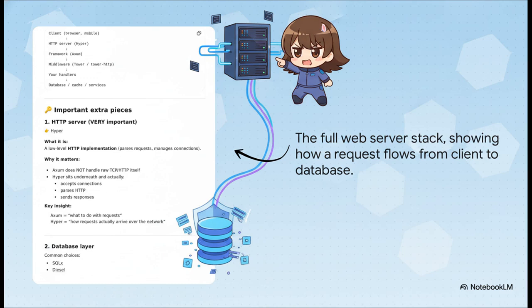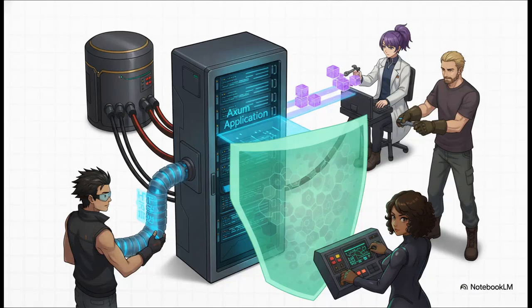See, Axum defines what to do with a request, but it doesn't actually get that request from the network. That's the job of an HTTP server like Hyper. Hyper is the low-level piece that's actually listening on a port, accepting connections, and parsing the raw HTTP. And of course, to build a complete application, you'll pull in a few other key players.